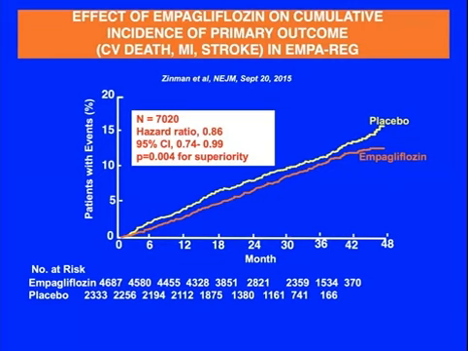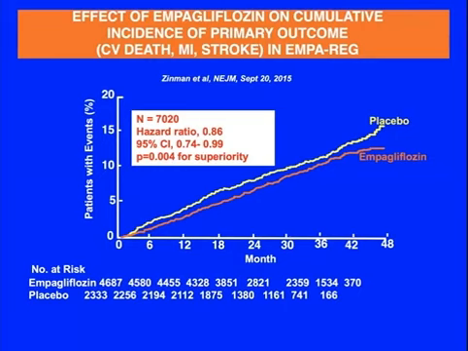Cardiovascular death, non-fatal MI, non-fatal stroke. And you have to demonstrate, if you want to get a message in the package insert for superiority, that you beat placebo. And as you can see, the orange line here over the 48 months of the study is clearly below the yellow line. So empagliflozin is beating placebo. The hazard ratio is 0.86, meaning there's a 14% reduction in the MACE endpoint.